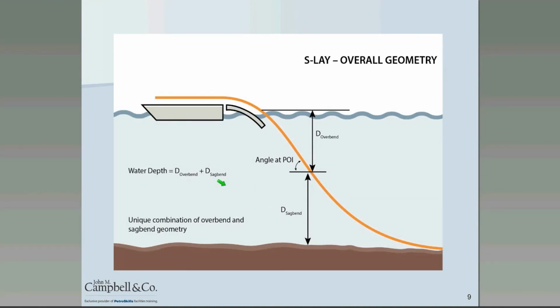In addition, the angle at the point of inflection has to be equal at the end of the overbend and at the start of the sag bend. Combined, if you look at the water depths, pipe size, pipe weight, and tension combinations, the radiuses that you used at the surface of the configuration over the stinger and the truss, then you'll end up with a unique combination of the overbend and sag bend geometry, and hence an overall unique combination of stress distribution along the length of the pipeline. So what have we learned from this?